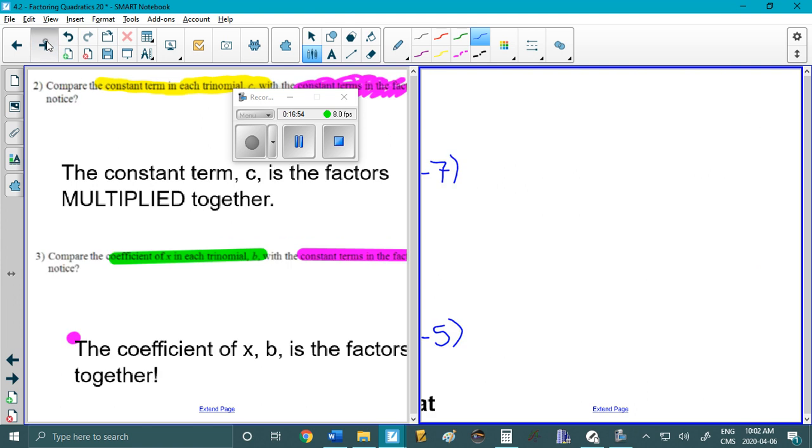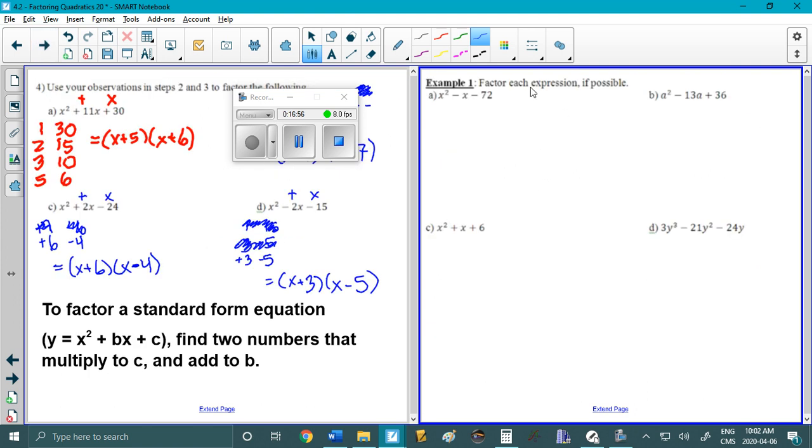So I'll leave that up when I go to the next one. So here we go. Factor each expression if possible. What I would like you to do is do A, B, and C. Don't do part D. Okay. I'm gonna give you a little tip for part D because part D combines yesterday and today. If you want to try it, feel free, of course. So I encourage you to pause it and try those now. So please pause now.